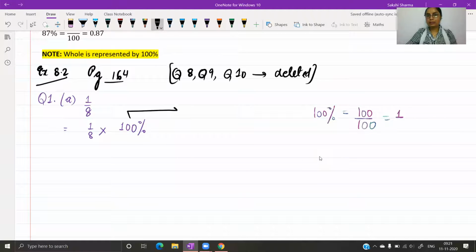So what are we multiplying with here? With 1, once. Right? 100% actually means 1. So I have multiplied the fraction with 1, and when I multiply with 1 it makes no difference. But it looks like I am only multiplying with 100. Looks like I am multiplying with 100, but I am actually multiplying with 100%. 100%, which represents 1.